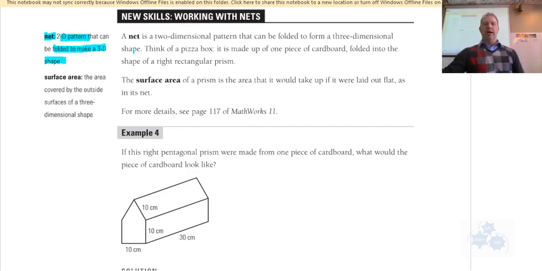Okay? Now, what nets can help us with, because can someone grab that door, please? You can tell them to be quiet out there too if you want.